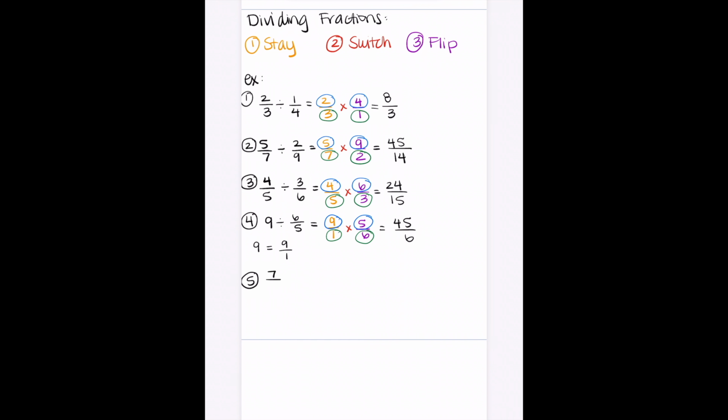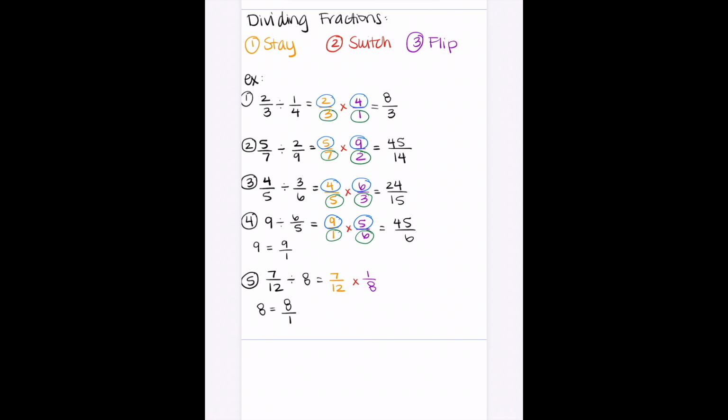Let's do one final example today. We'll do a fraction divided by a whole number. So we'll do 7/12 divided by 8. And 8, just like before, its denominator is 1 because it is a whole number, right? So we'll do the same steps. We'll stay, the 7/12 will stay. We will switch our division to multiplication, and we will flip our fraction 8, which is 8/1. We'll flip that to 1/8.